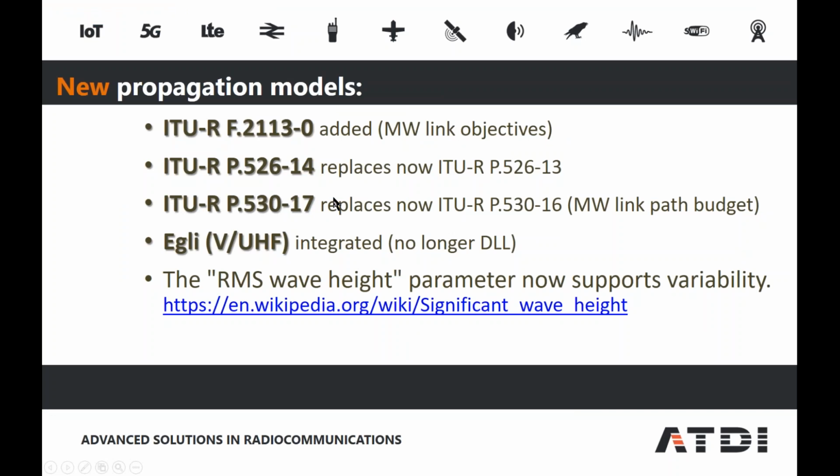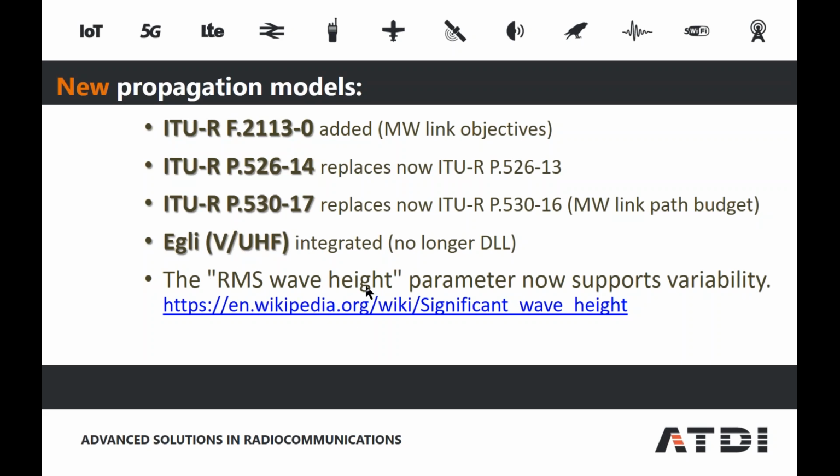A recommendation 530. Again, it's an update. It's a propagation prediction and path budget document. And then there's the EGLI model. That's now integrated into Telecom. It's no longer an add-on DLL. It's not one I would have normally used. Most of these are for microwave links. There's been a lot of work on microwave link planning recently in Telecom.